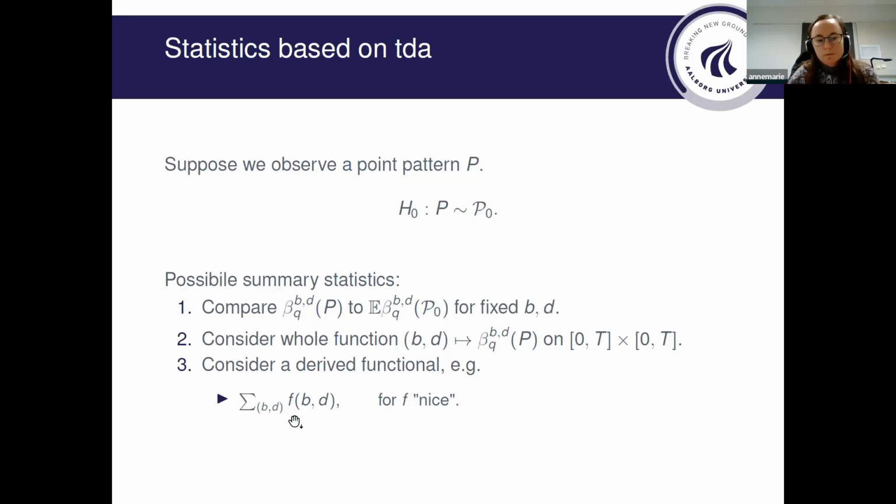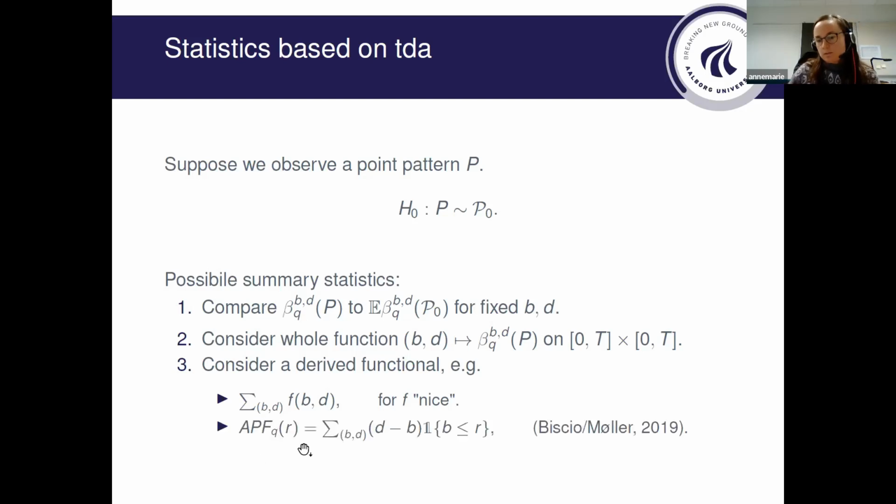For instance, you could look at a sum over all birth-death points, and then you take a function f of the birth-death pairs. So that could be anything, but it could, for instance, be an indicator function for some region in the persistence diagram that you're particularly interested in. You can count points in that region. You probably know better than me what is a good choice here, but it could be, in principle, many things.